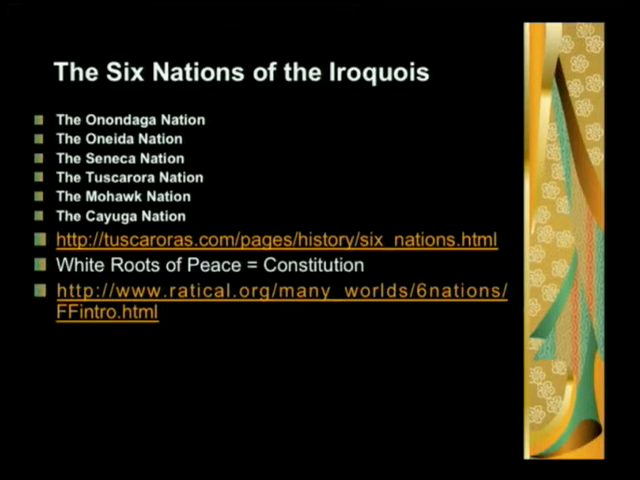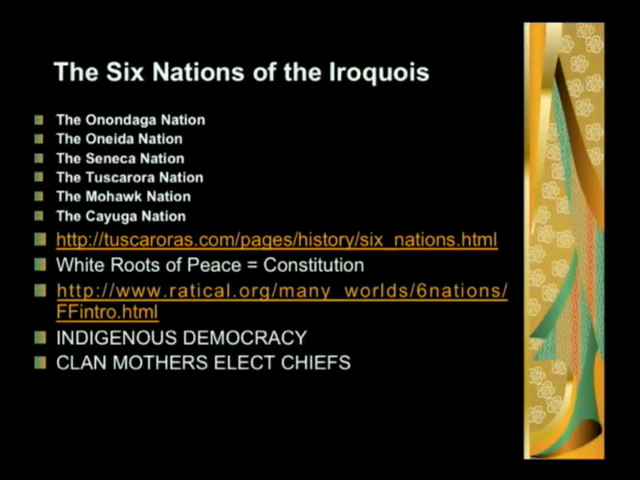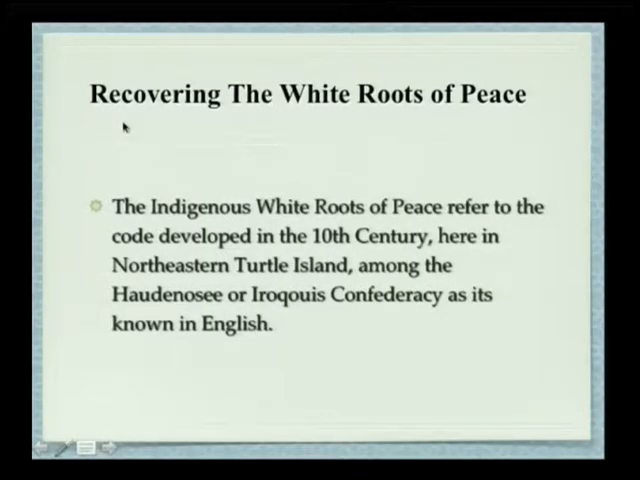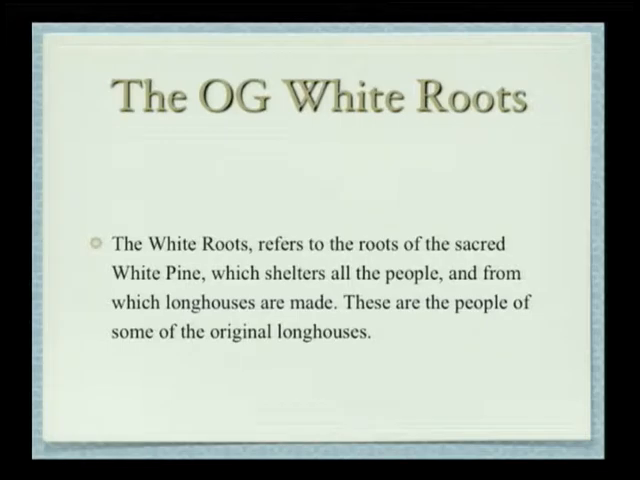And so the clan mothers, and I think there are succeeding slides that talk about this. So here's what indigenous democracy looks like. Clan mothers elect chiefs. So in terms of recovering the white roots of peace, the white roots of peace refers to the code developed in the 10th century here in northeastern Turtle Island among the Iroquois Confederacy, as it's known in English. The white roots refer to the roots of the sacred white pine, which shelters all the people and from which longhouses are made. And these are the people of some of the original longhouses.